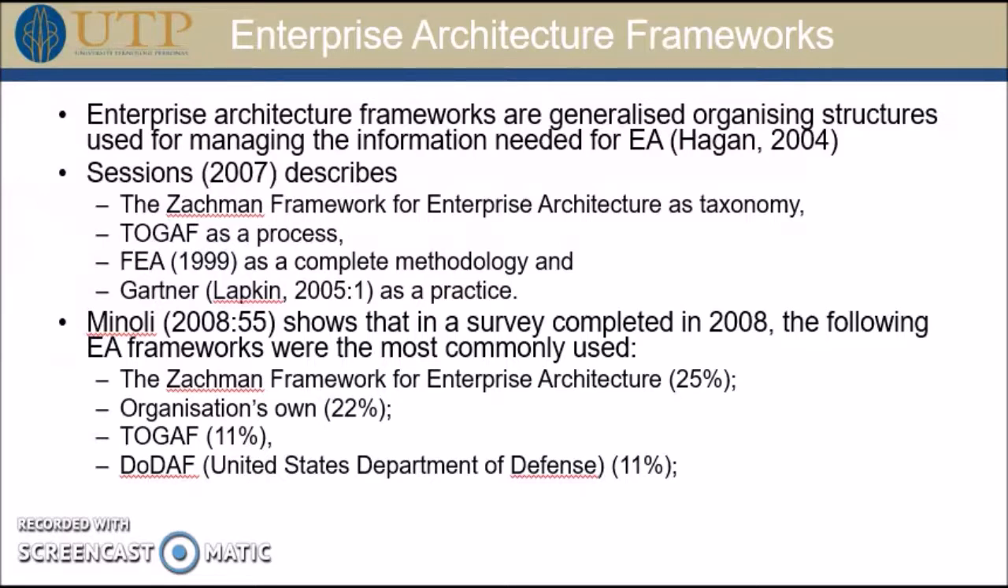The second framework is TOGAF. TOGAF is more or less looks like a process because it consists of steps. FEA is a framework that looks like a methodology, a complete methodology. And Gartner is also an EA framework that is more practical.